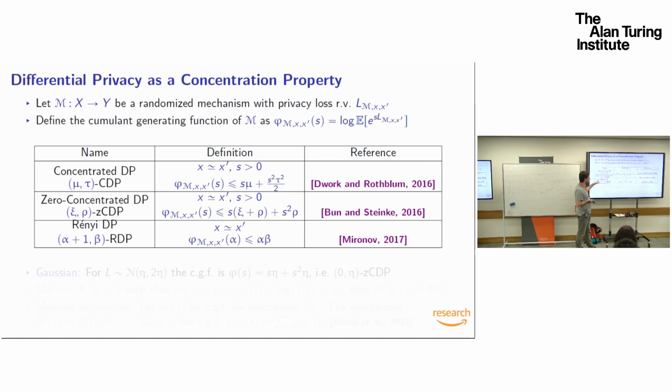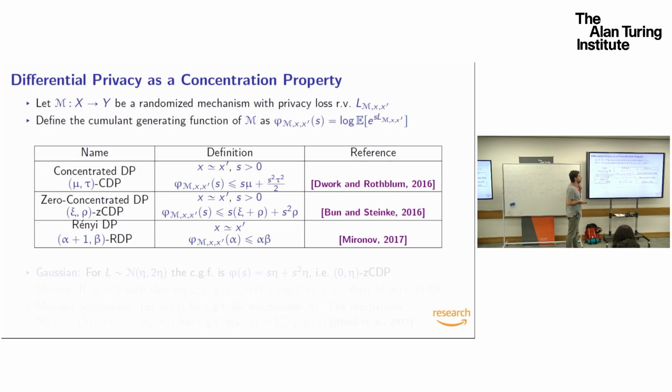Renyi differential privacy instead just says, I will look at one point of this phi. So I will say that the mechanism is alpha plus 1, and that's to make the notation fit with what's in here, alpha plus 1 beta Renyi differentially private, if for all neighboring data sets, the cumulant generating function at the point alpha is bounded by alpha times beta. But they're all the same.